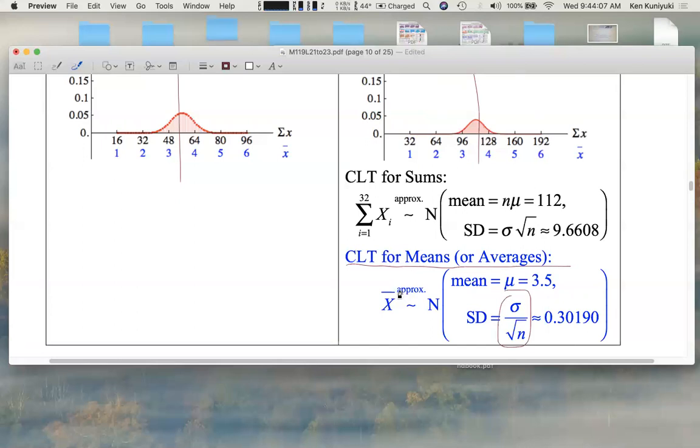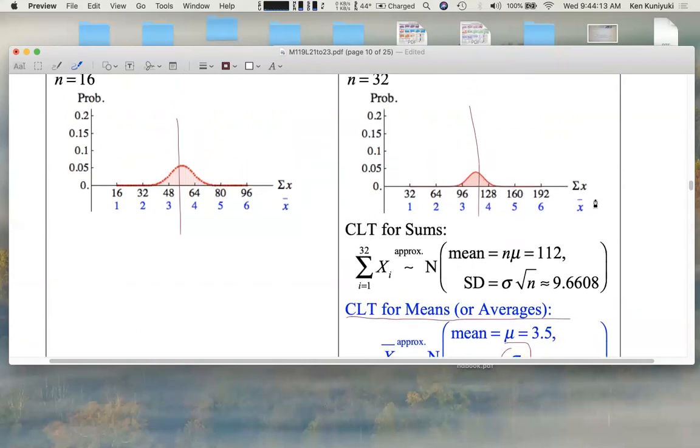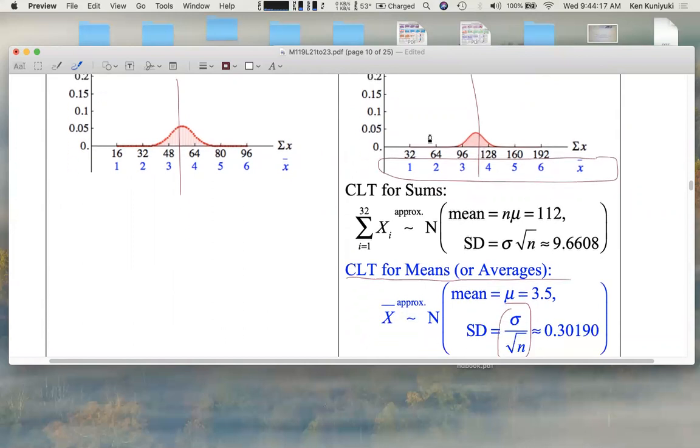But I claim that the CLT for means or averages gives us this result. This distribution you're looking at here, where you're using this x-bar scale, will be approximately normal, it sure looks bell-shaped, with mean 3.5 and standard deviation, or standard error, about 0.3. Again, that's the distance between the mean line, I should move this a little bit, between the mean line and either inflection point. It's about 0.3. Seems to make sense.